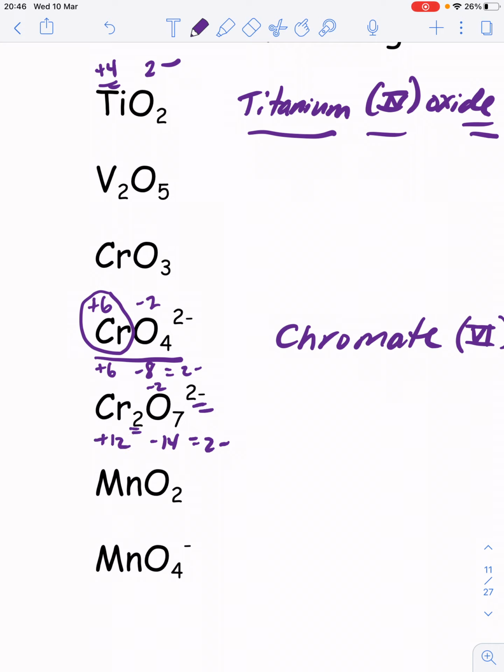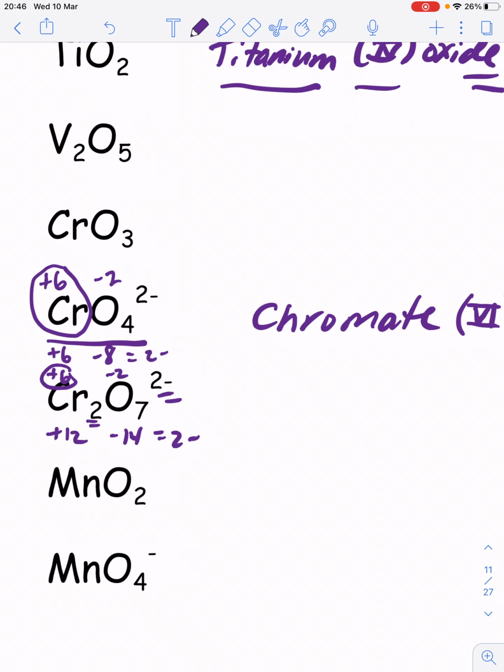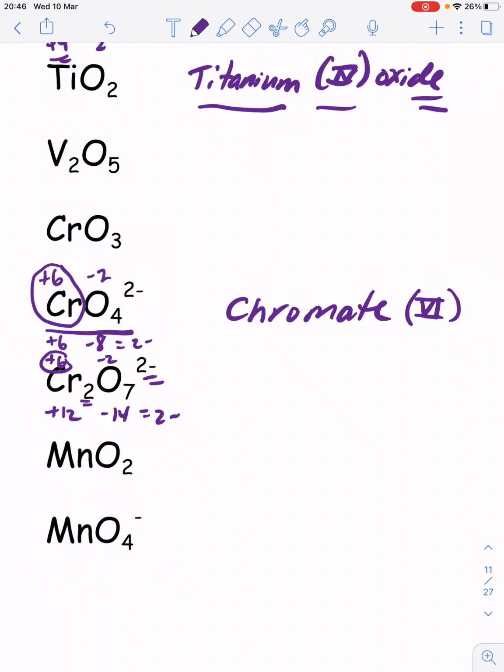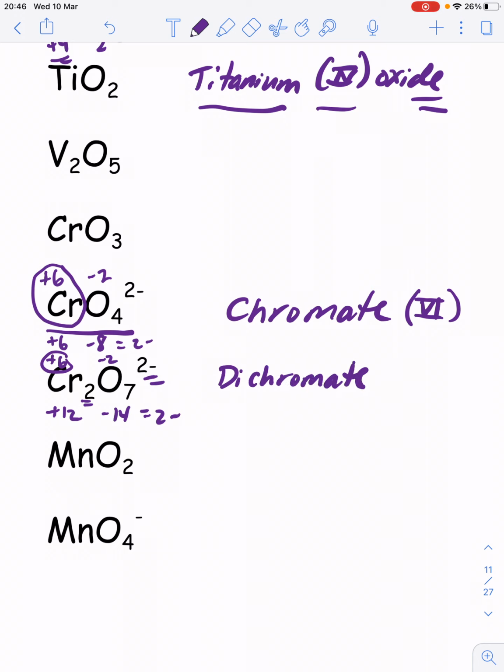Now there's 2 of them, so each one must be giving me +6. So this is another example where chromium has +6, and it's another polyatomic ion with oxygen, so I can't just call it chromate 6 again. So I call this one dichromate. This one's called dichromate because there's 2 chromiums, but it'd be dichromate and then 6, okay?